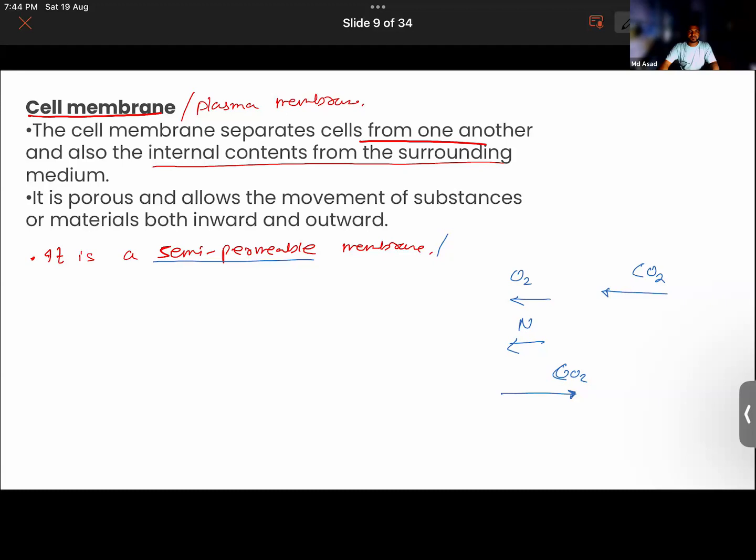Getting it? So where will it be present? It will be present in all organisms. Basically, it will be found in animal cells, in plant cells, and in fact in bacterial cells also. Plasma membrane or cell membrane is found in animal cell, plant cell, and bacterial cell as well. Is the point clear? Let me add one more point.